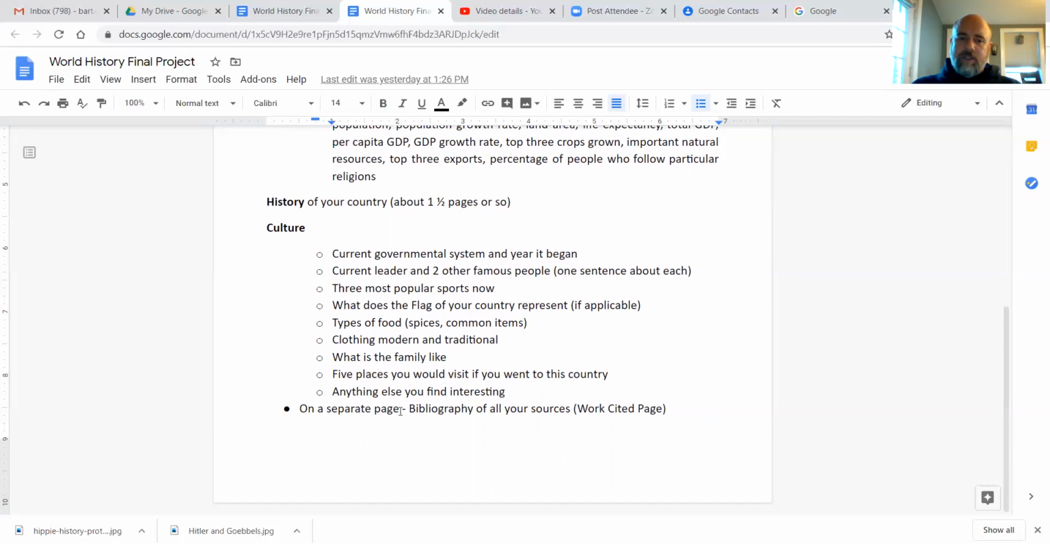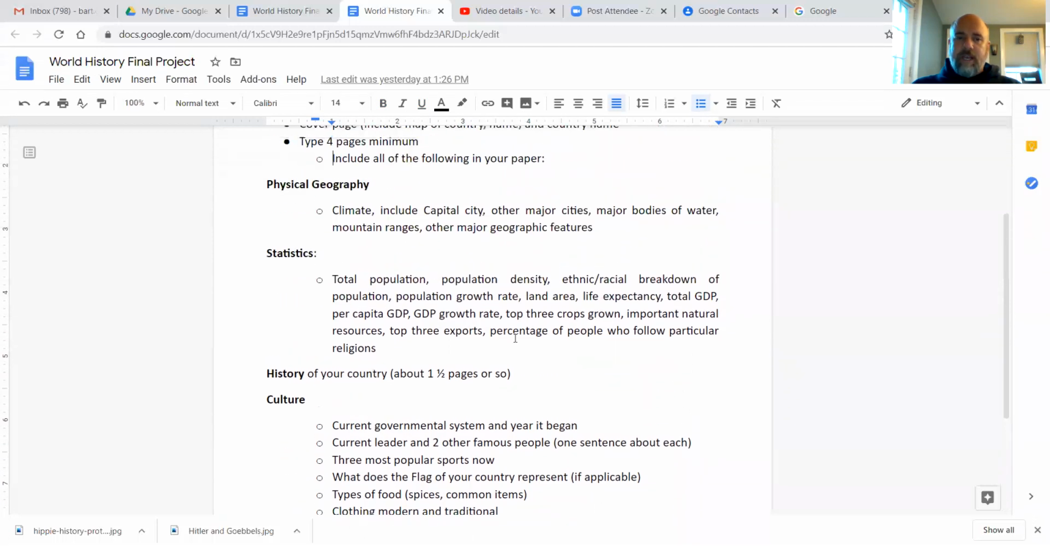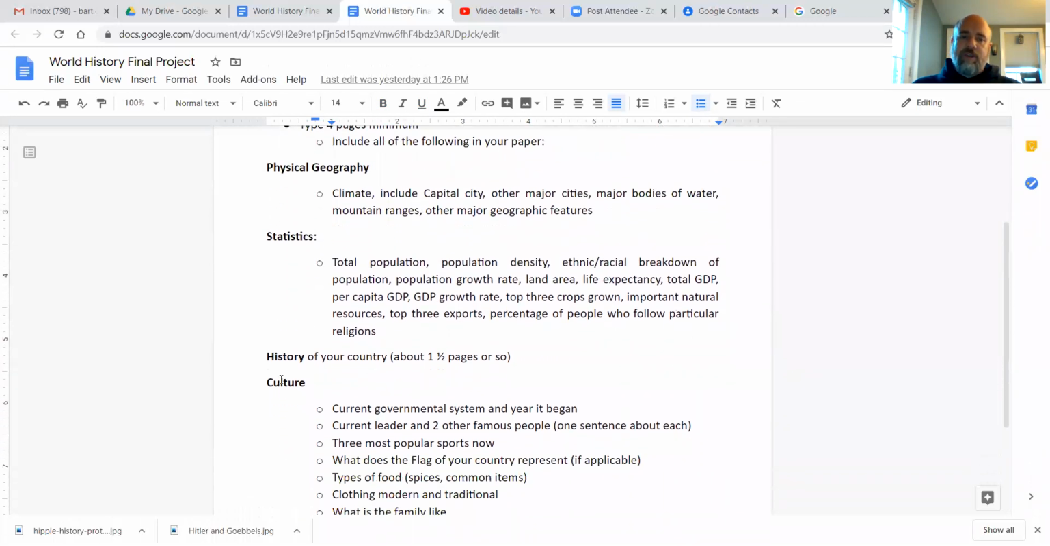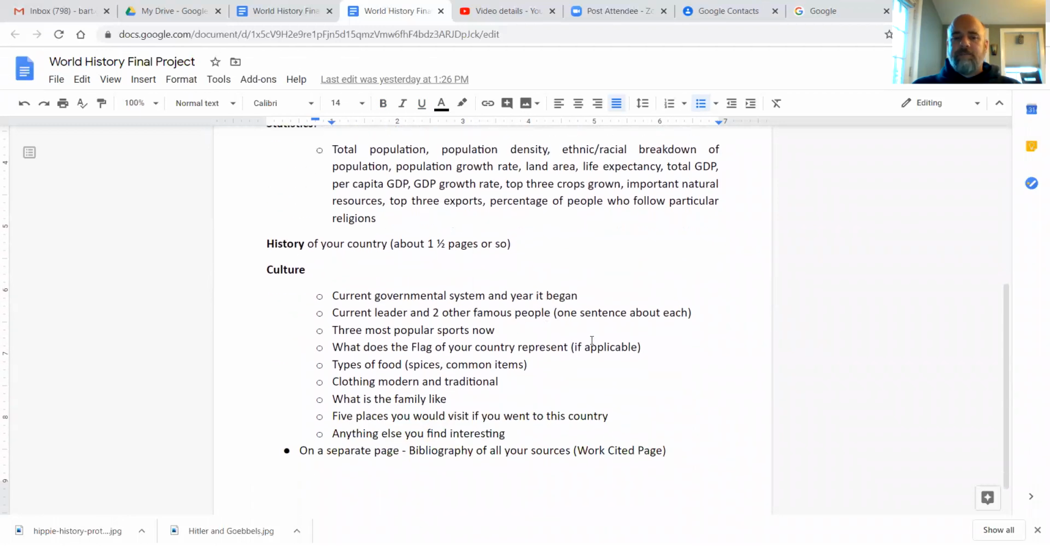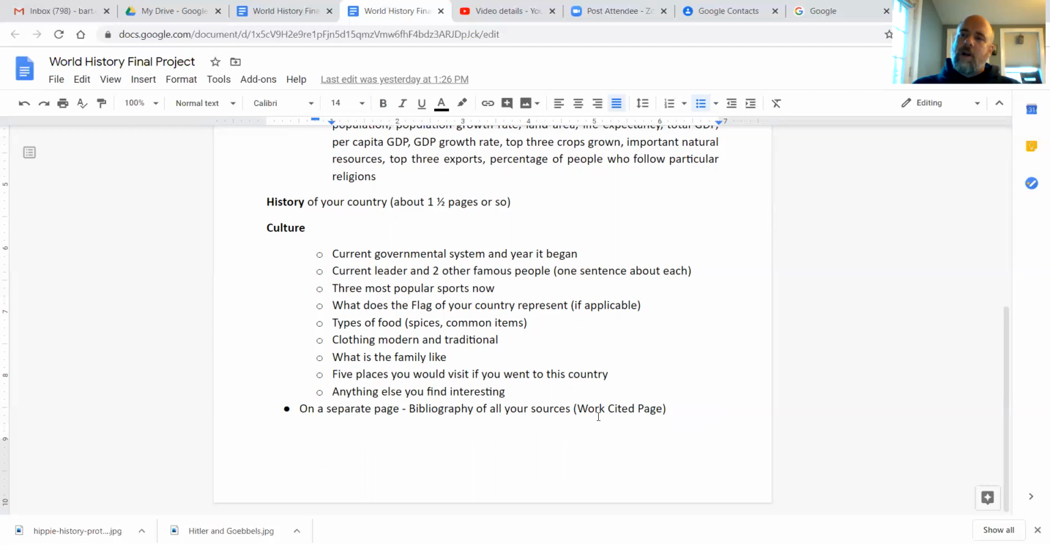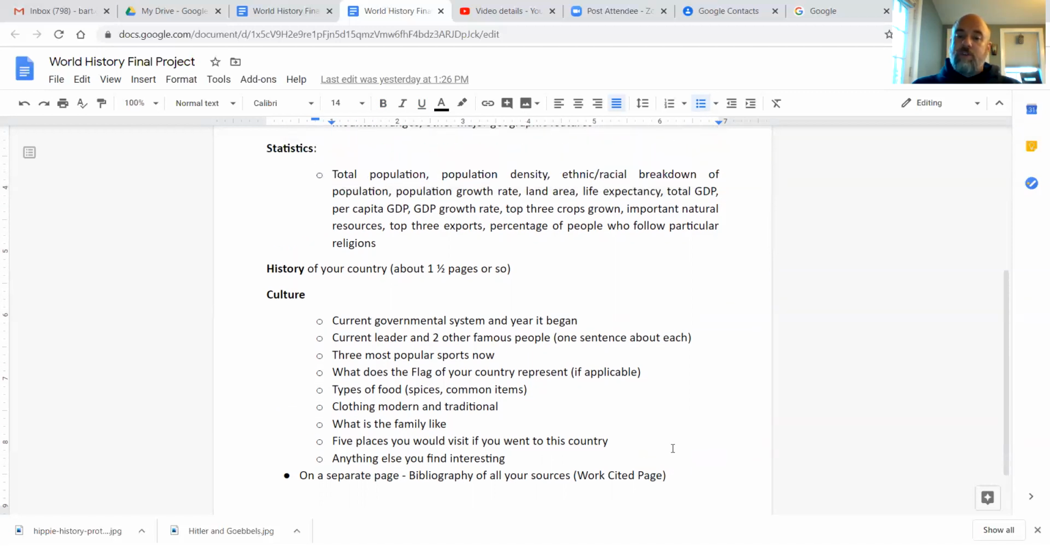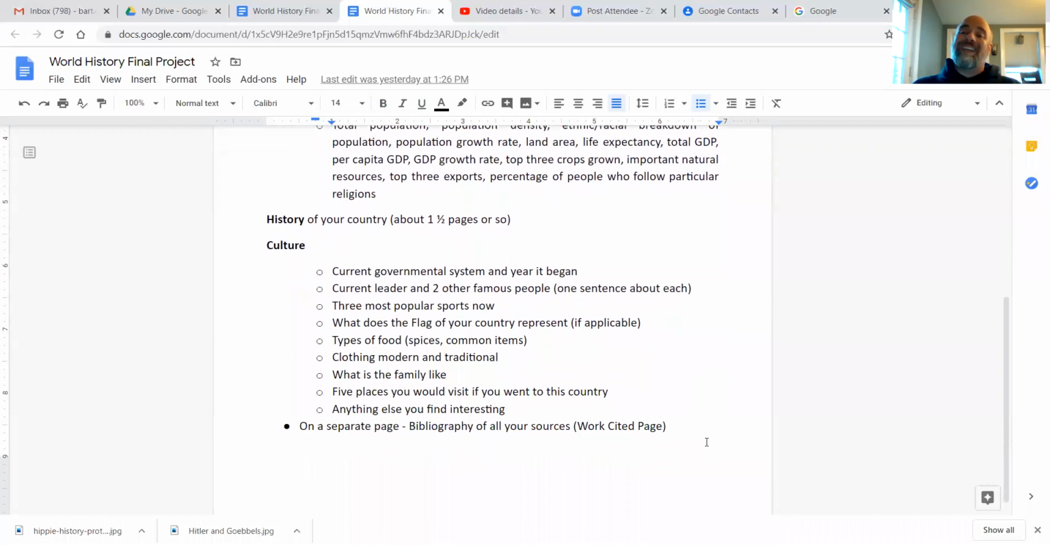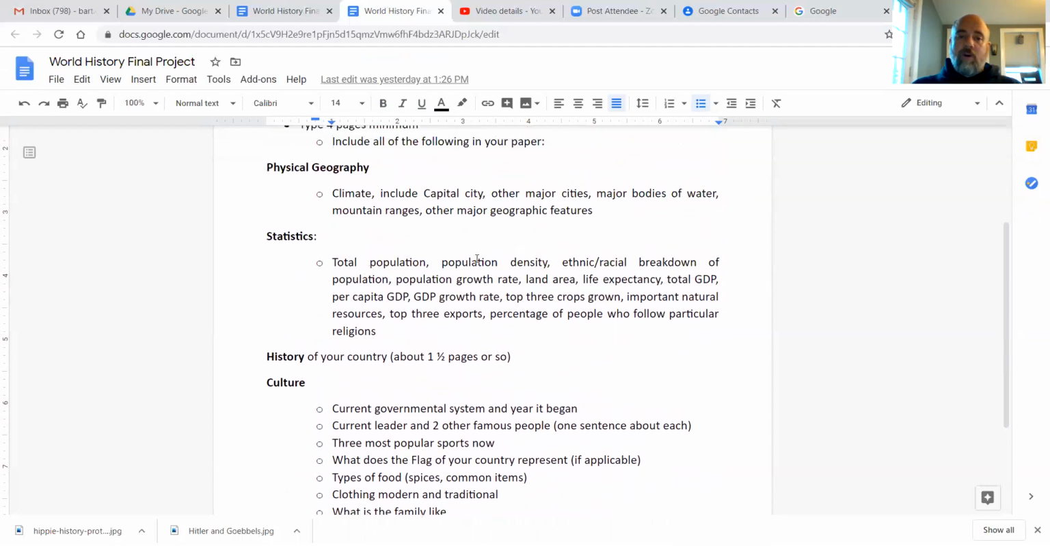Then on a separate page, you would have a bibliography of all sources. That would mean a works cited page. This will include anything that is for physical geography, history, or culture. Now, what I mean by that is statistics. I don't really need that in your bibliography, because if you do that, your bibliography is going to get ridiculously long for all of these statistics.